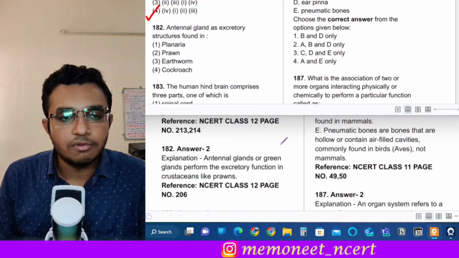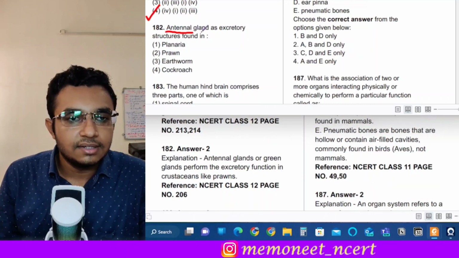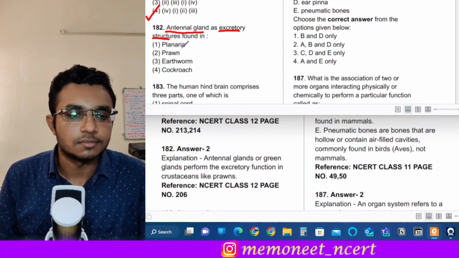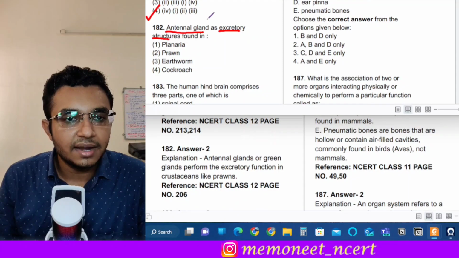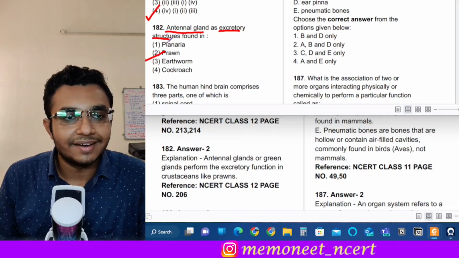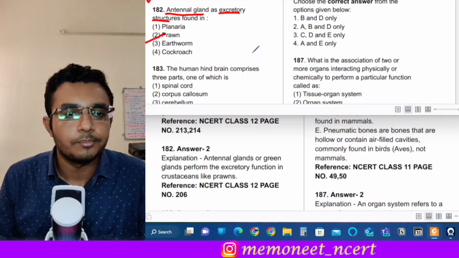Next is question number 182. The antennal gland is used as excretory organ in which of the following organisms? So as we know, antennal gland is used as an excretory organ by prawns. Okay, so here the correct answer will be option 2, prawn.